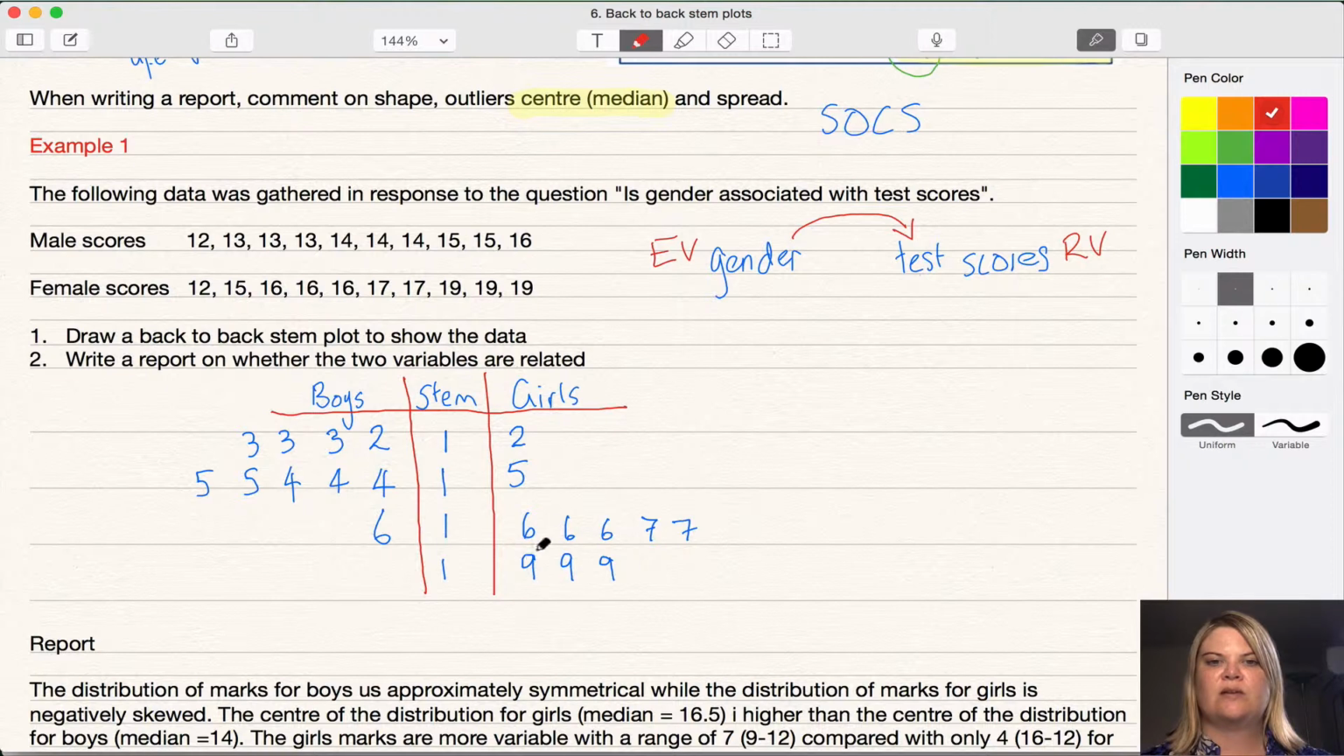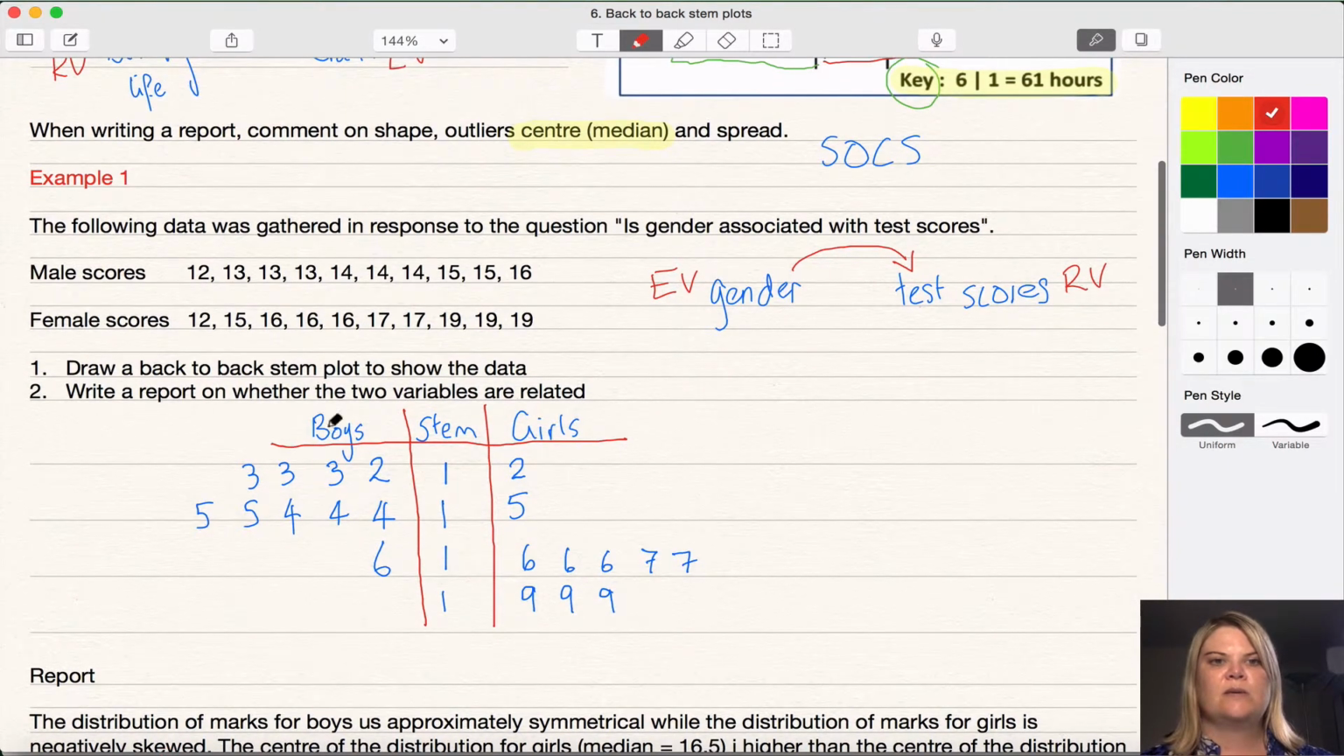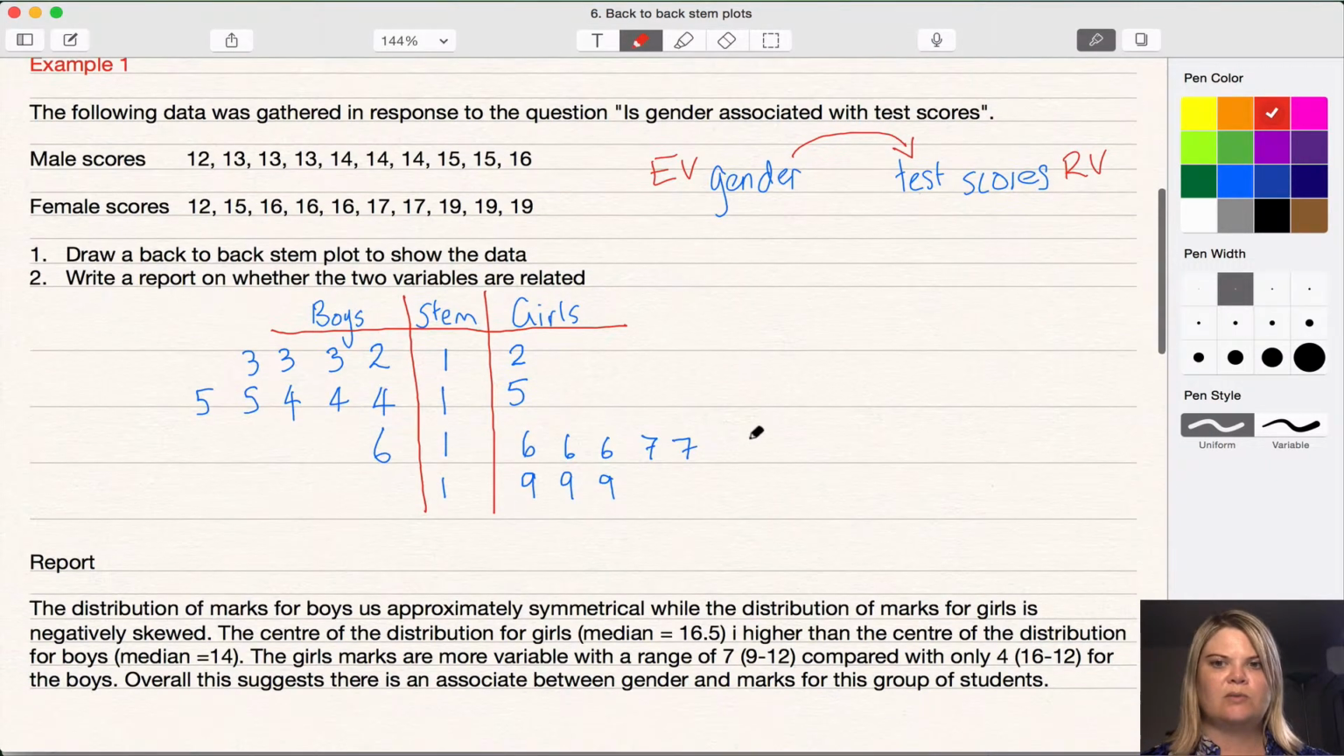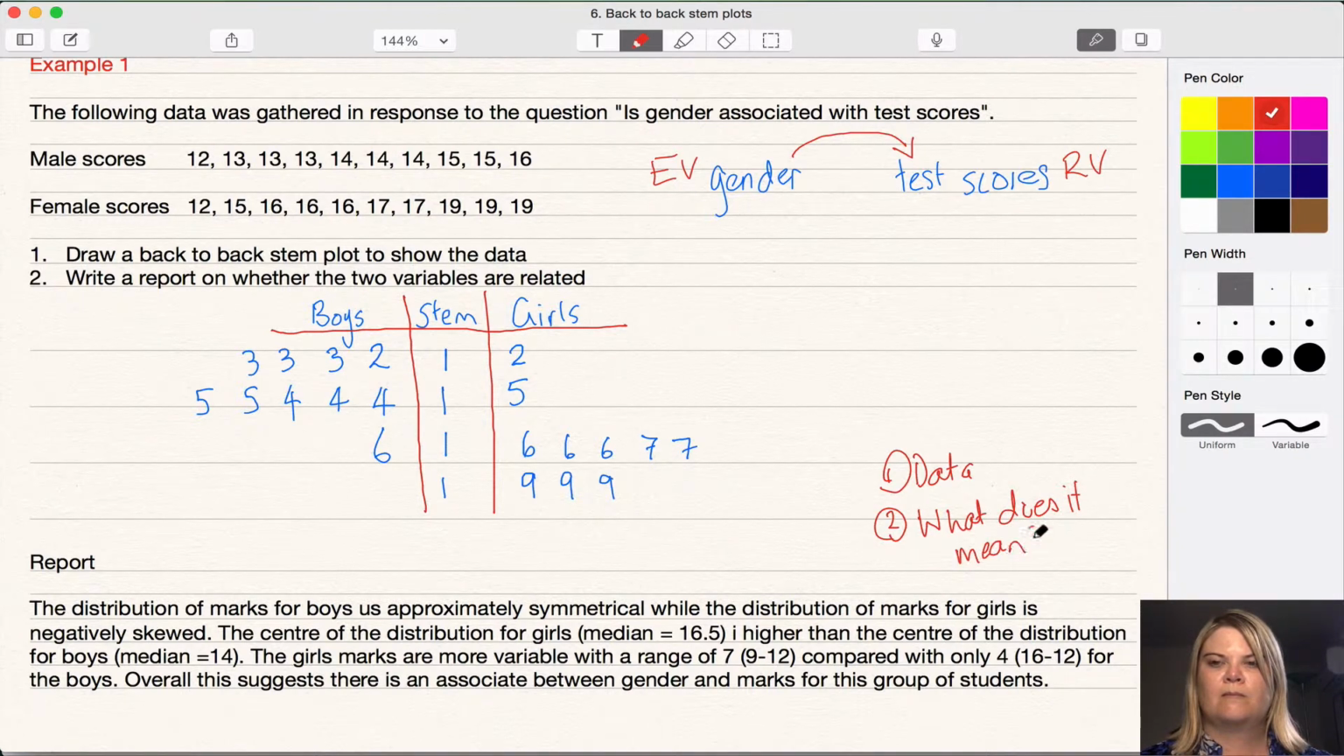Important when you're drawing it to make sure that these numbers are above each other so you can accurately look at the distribution. If you had all these bunched up and these spread out, it wouldn't be giving you a good representation of the distribution. Okay, second question is write a report on whether the two variables are related. My report is down here. Again, we're going to talk about the data first and then what does it mean. And we're going to be focusing on the medians for our information.